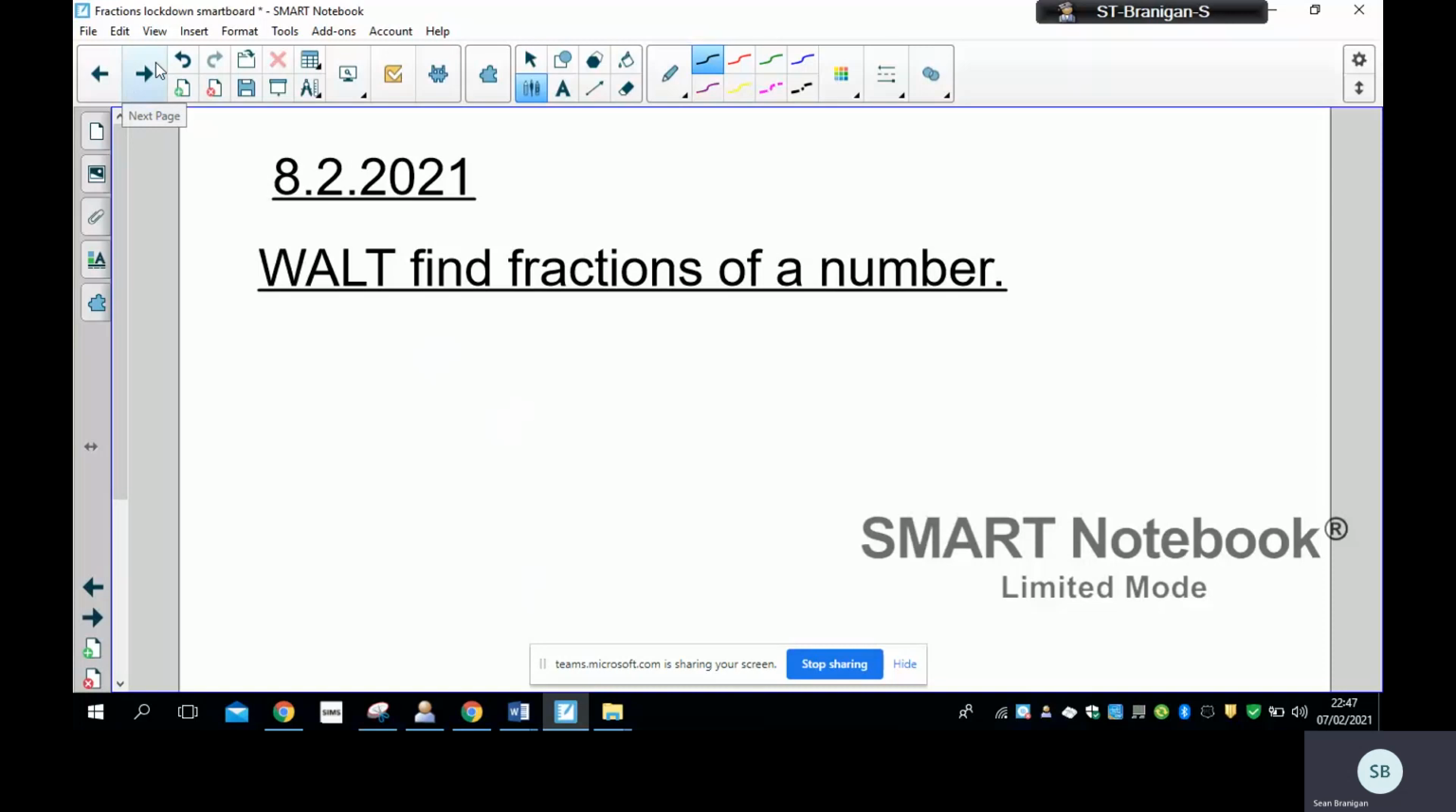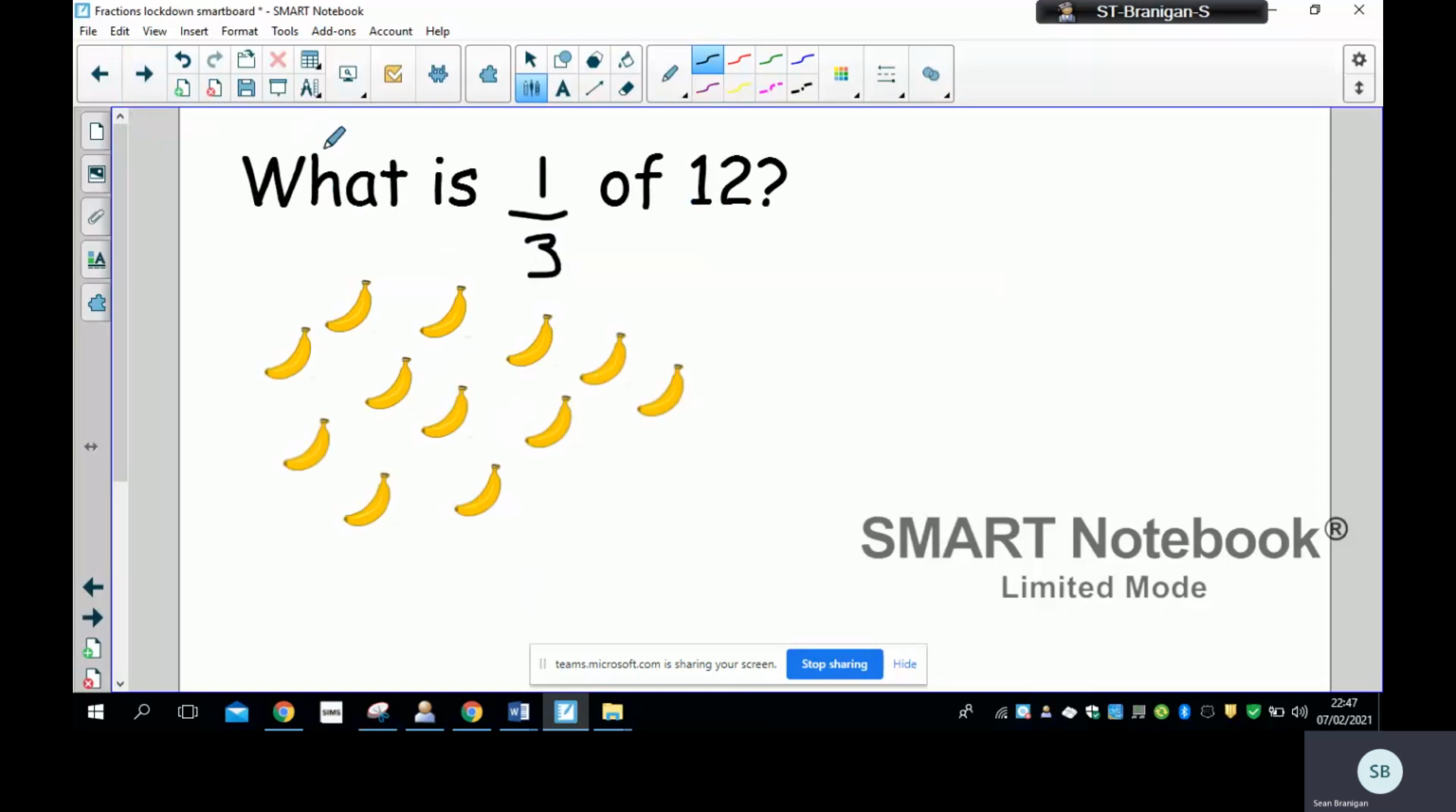So, as I said, we're going to find fractions of a number. The first question we're going to look at is, what is 1/3 of 12? What we've been asked to do is to split 12, which is the whole number, into 3 equal parts, and then say how many is in one of those parts. So we've got the number 12, and we're going to divide it into 3 equal groups. That is what we've got to do.